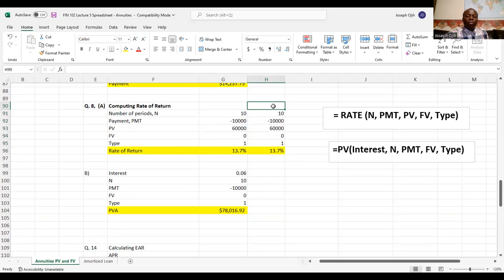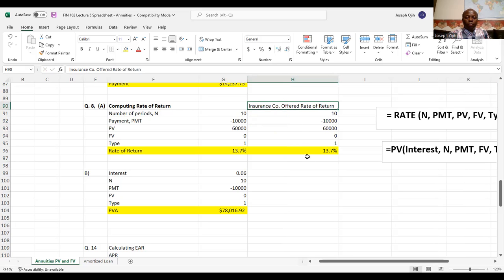So I can just write the insurance company's rate of return they're offering you. I'll call it offered rate of return. Since I've already done this calculation before, once I put in the numbers, I want you to be watching as we change it down, and it gives us the answer.